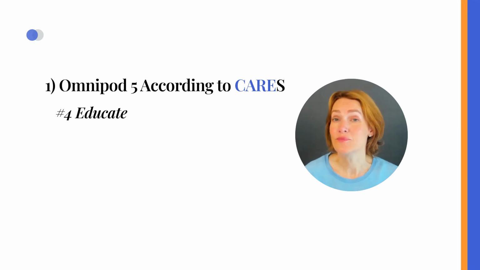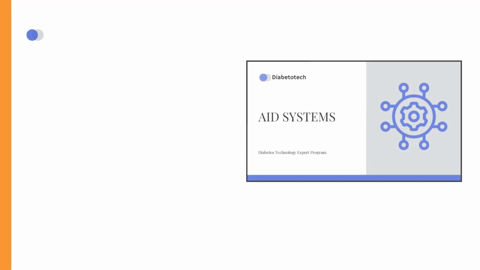Number 4. Educate. When starting an automated insulin delivery system like Omnipod 5, it's important to consider both general education points for AID systems and specific education points for Omnipod 5. For general education, please refer to the generic module, which includes the following key points.